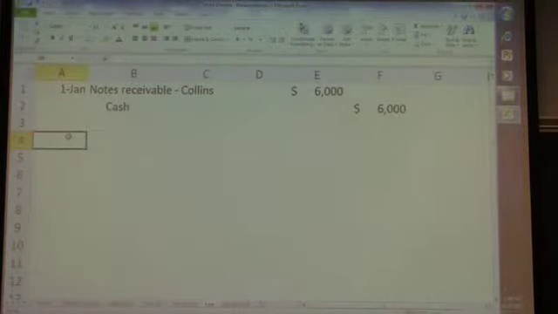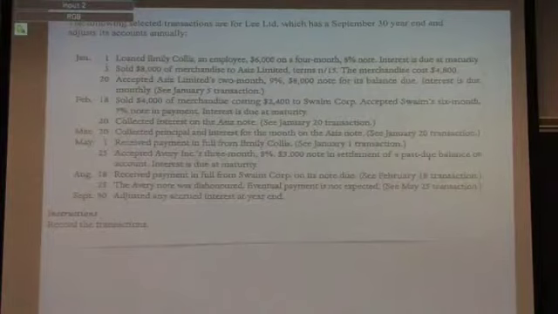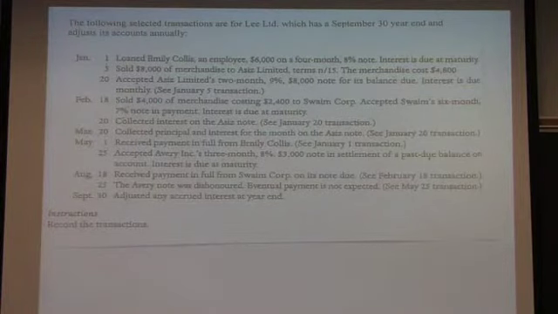Okay, let's take a look at the second transaction here. On January the 5th, they sold $8,000 worth of merchandise to Assist Limited, and they have a term of net 15 days. The merchandise cost $4,800. So this is a sale, and they also give you the cost of the merchandise. So typically speaking, you would have to record both the sales side and the cost side of this transaction.